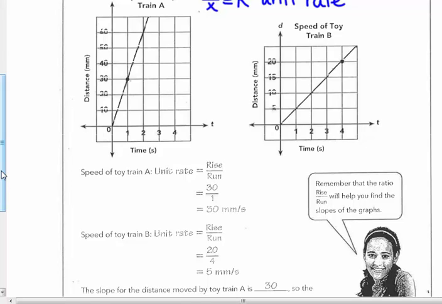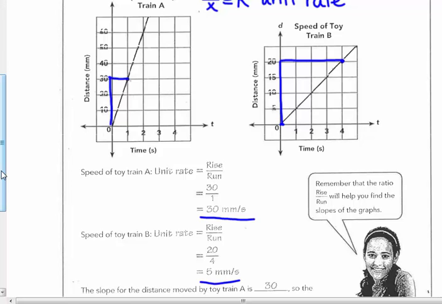If I find the slope of the line of train A, I can see that my rise is going up 30 and over 1. So I'm going 30 millimeters per second. That's the train A unit rate, the rise over the run. The slope of the line of toy train B, well, if I start here and my other point is here, I'm going up, read your axes carefully, up 20 and over 4. So 20 over 4 reduces to 5 millimeters per second.